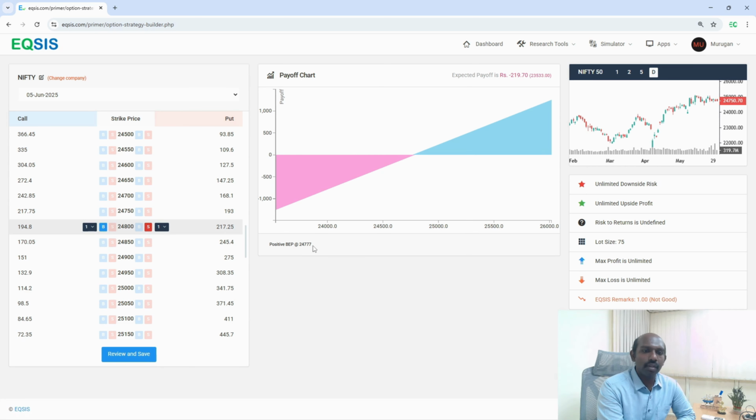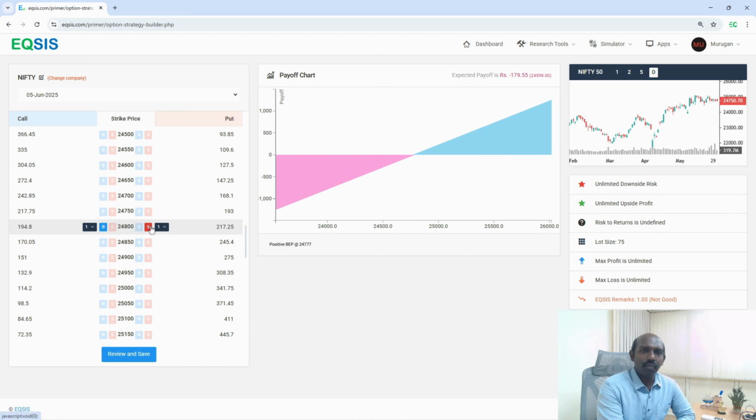Then you figure out the break-even point that shows an indicative future price. We call it a synthetic future, which is buying a call and selling a put in a way that you see the payoff chart behavior of a future that shows 24,770. Why am I explaining this concept to you?